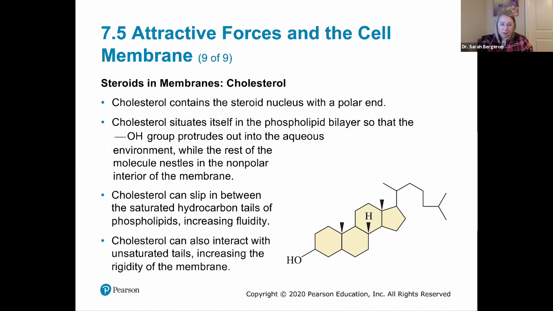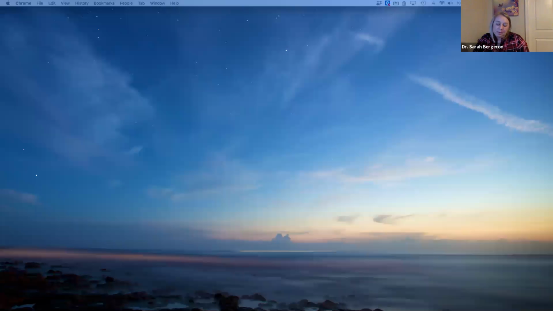Cholesterol is one type of steroid, and cholesterol is important inside of our cell membranes. You do need some of it, not too much, but you do need some of it. And so cholesterol will actually wedge itself inside that phospholipid bilayer so that the hydroxyl group right here is going to protrude out into the extracellular environment. So this is going to be sticking outside the cell, right? And the rest of the molecule is nested inside the membrane. And this is inside the membrane. And you notice that the rest of the molecule is nonpolar.